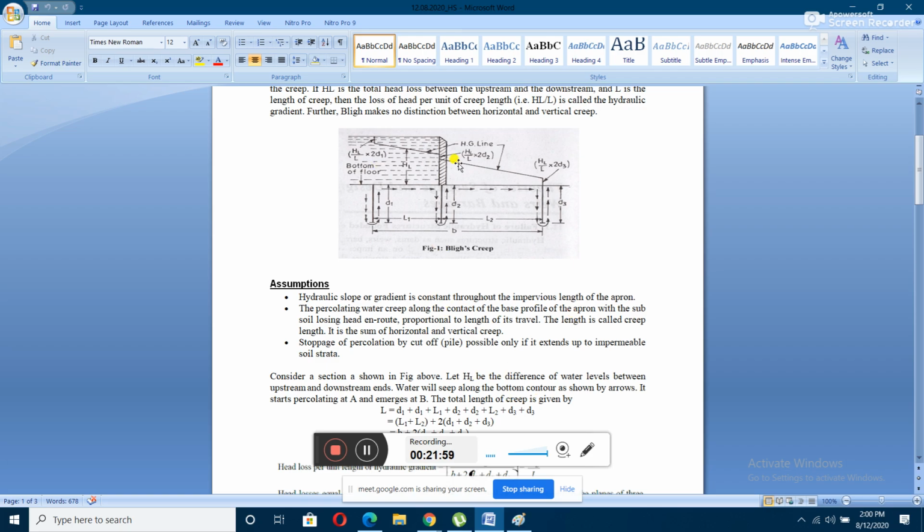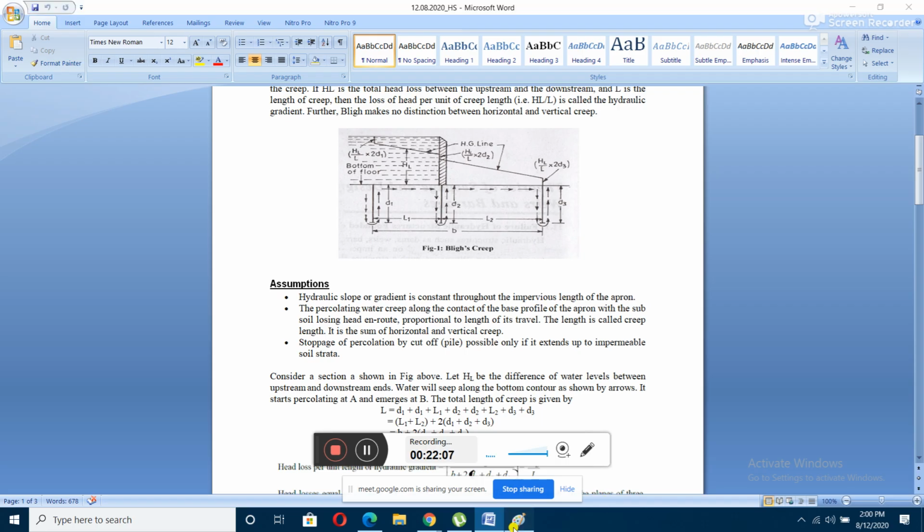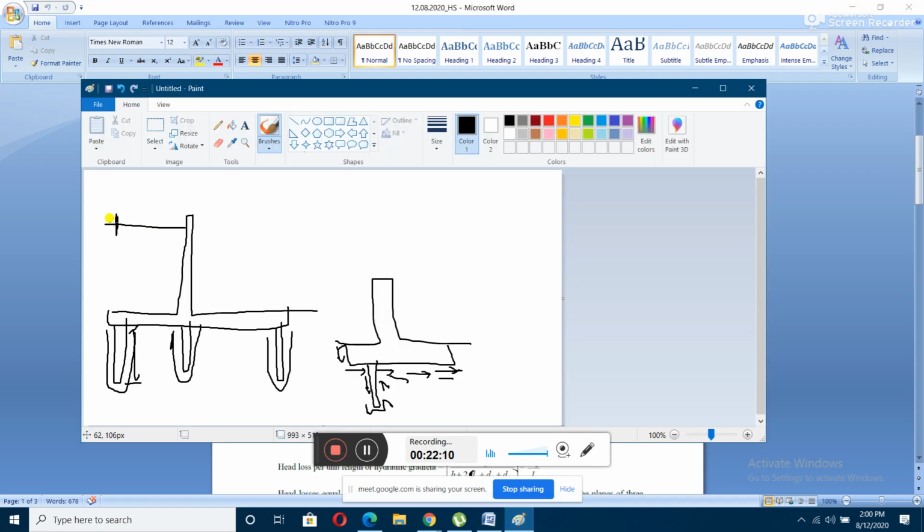So what will be your hydraulic gradient line? It will be looking like this, because initially you can see that the water level was here, right? The gradient line was here. So HL by L is the rate of head loss per unit length, right?